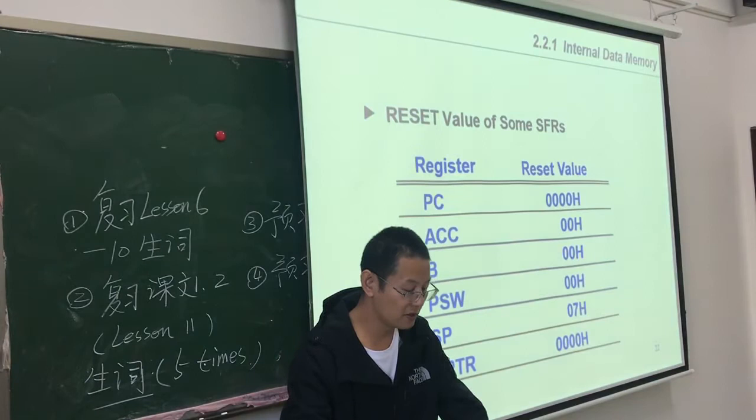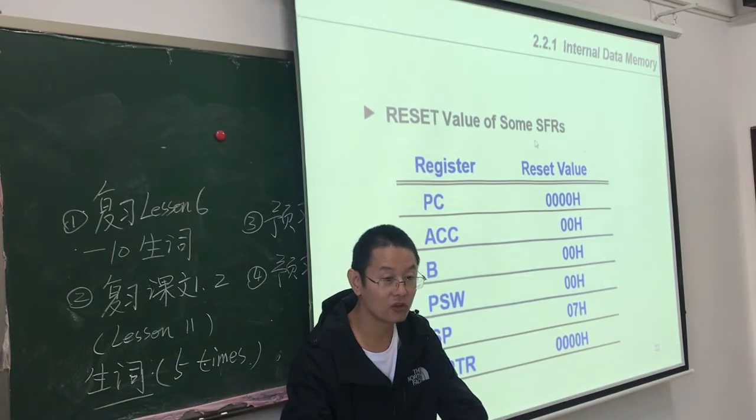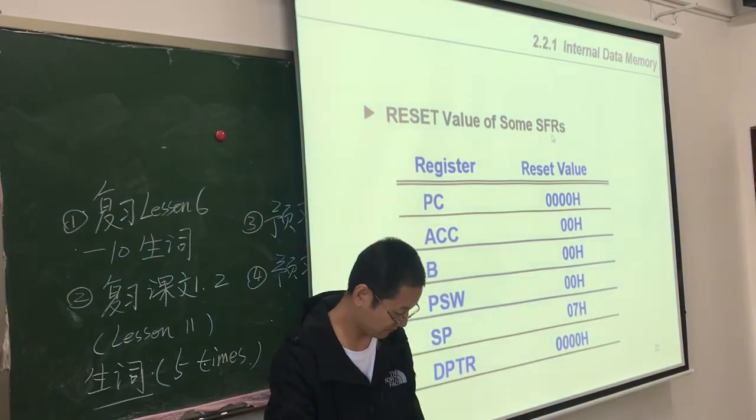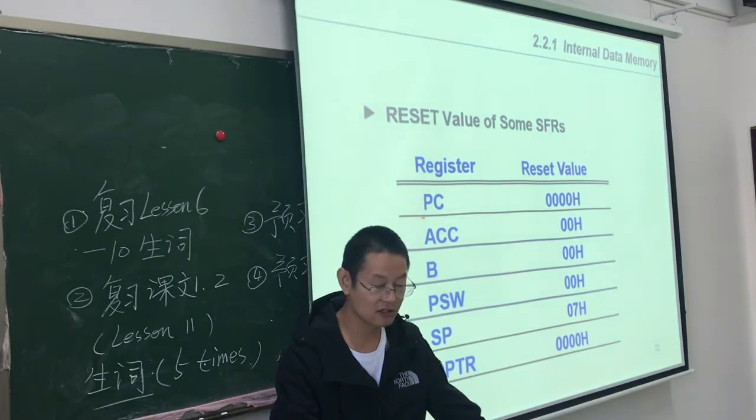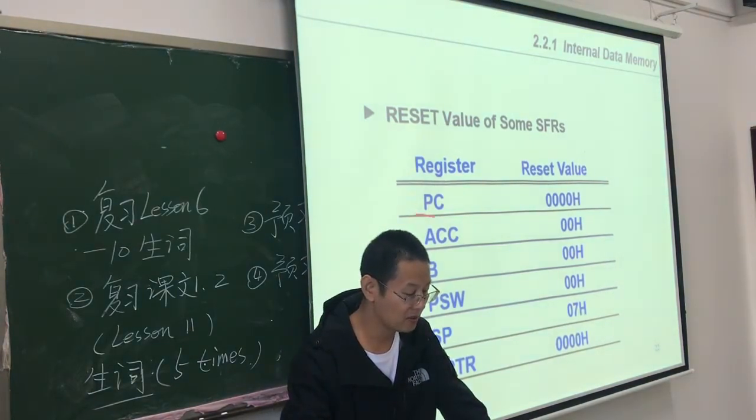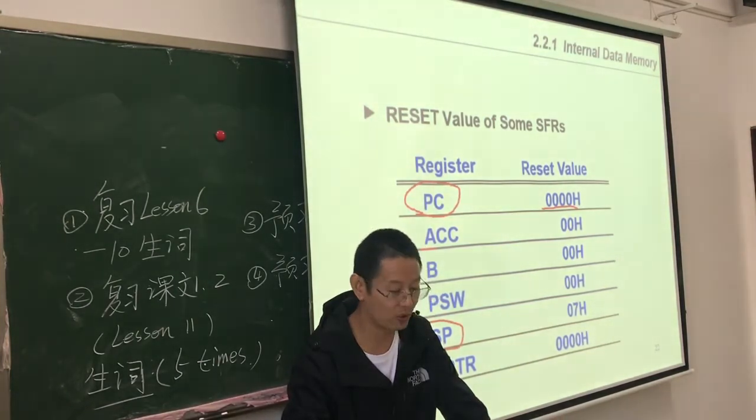When the microcontroller is reset, the values of the SFRs are like this figure. PC 0000, A 0, B 0, PSW 0. Only special is the stack pointer, 07H. But we often change the stack pointer from 07H to another address.